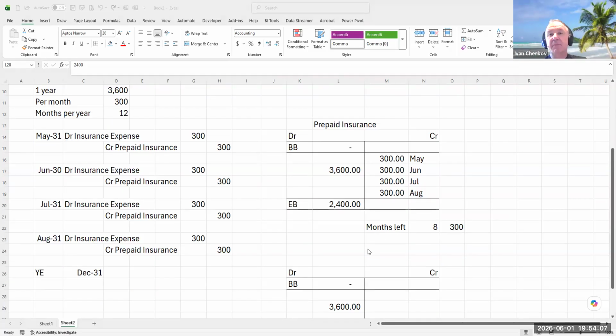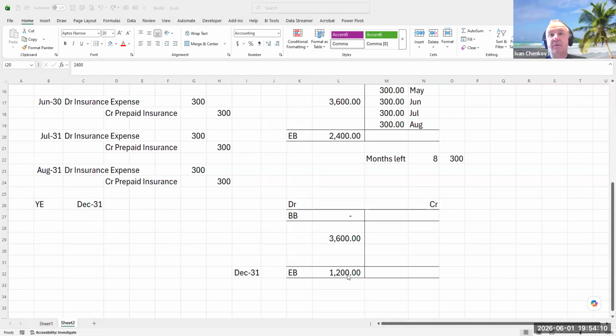At the end of December 31st, since 8 months have passed, we're going to have an ending balance of $1,200 waiting for us. What that means is that our insurance expense from May 1st to December 31st, the total expense, will be $2,400. Now, what will be our insurance expense on April 30th when we're doing the final adjusting entry?